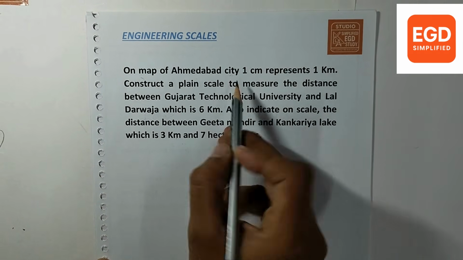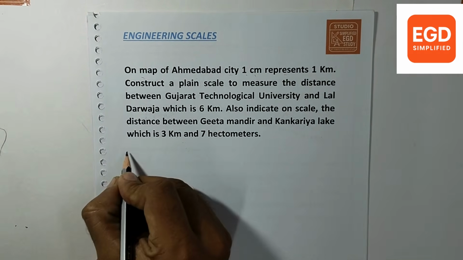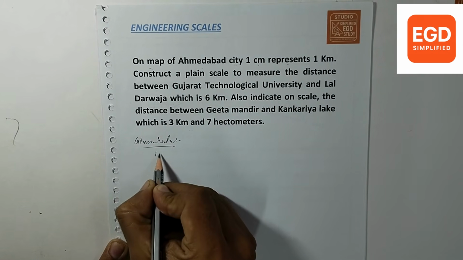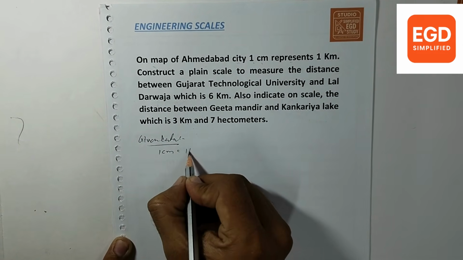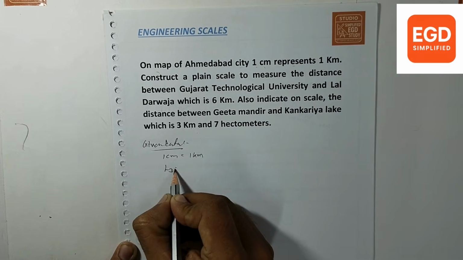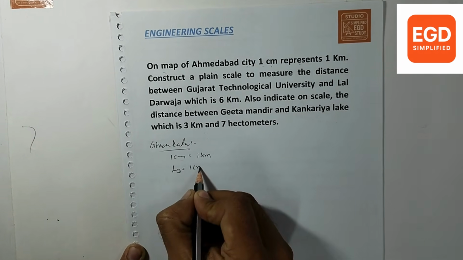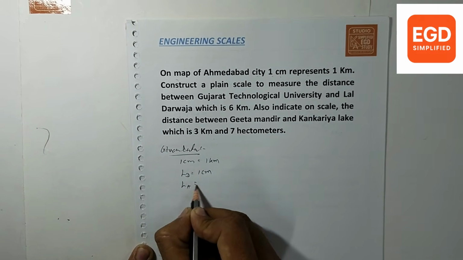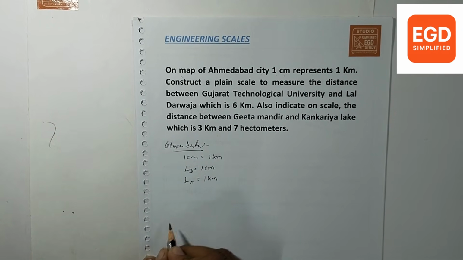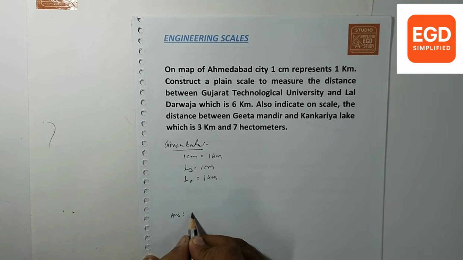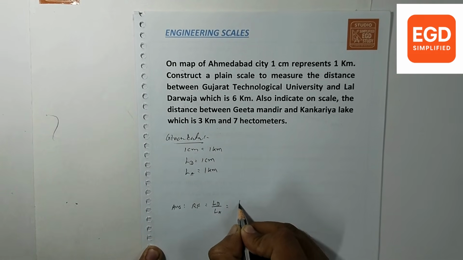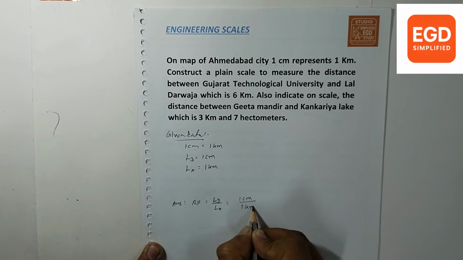On the map of Ahmedabad city, 1 centimeter represents 1 kilometer. So in the given data, we can write 1 centimeter represents 1 kilometer. 1 centimeter is our drawing length, and the actual length is 1 kilometer that we are representing as 1 centimeter. So we can calculate RF, which is equal to drawing length upon actual length, equal to 1 centimeter divided by 1 kilometer.